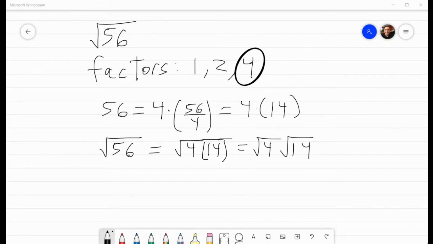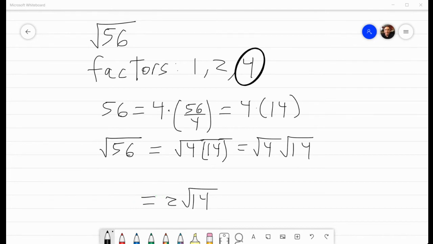Again, what are we doing here? We're using the fact that the square root of a product is the product of the square roots. We already saw that the square root of 4 is 2. So we have 2 times the square root of 14.